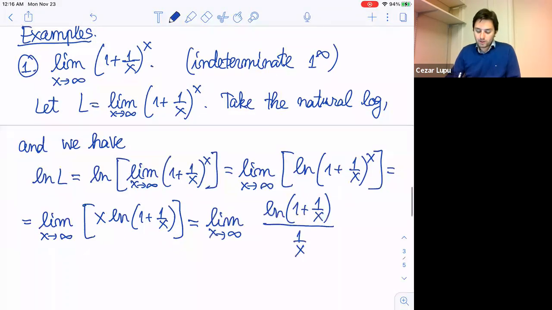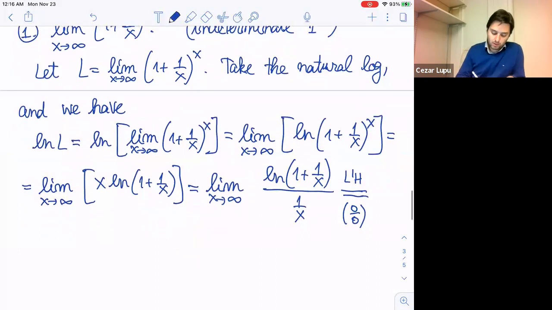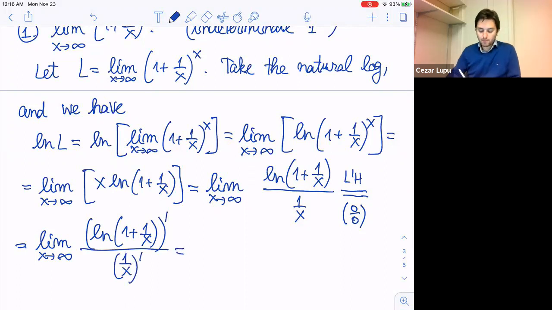Okay, so at this point, the indeterminate here is 0 over 0, right? So we can apply L'Hopital's rule. This would be equal to the limit as x approaches infinity of the derivative of ln of 1 plus 1 over x, everything over the derivative of 1 over x.